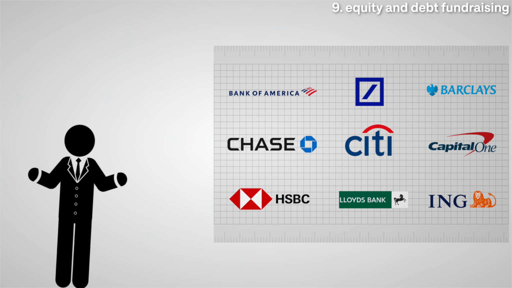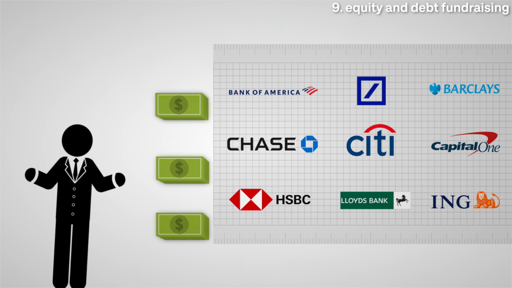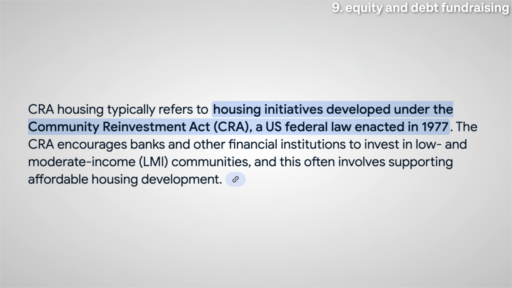Reach out to LIHTC equity investors. These are either syndicators who pull together capital from multiple banks or CRA-focused banks. Share your project materials, set up intro calls, and then ask for LOIs or letters of intent. These LOIs outline the equity pricing, the fees, the contributions, and key deal terms.